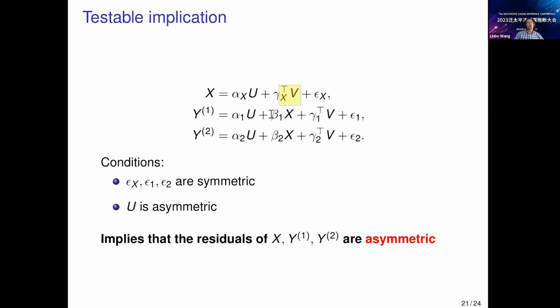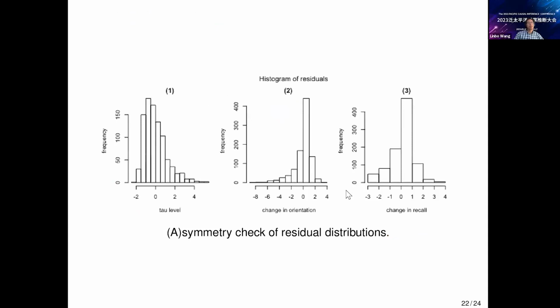And similarly, in the Y model, if you regress out X and V, then the residuals should also be asymmetric, because it's a linear combination of an asymmetric U and a symmetric epsilon term. So we can test this in the data set we have.